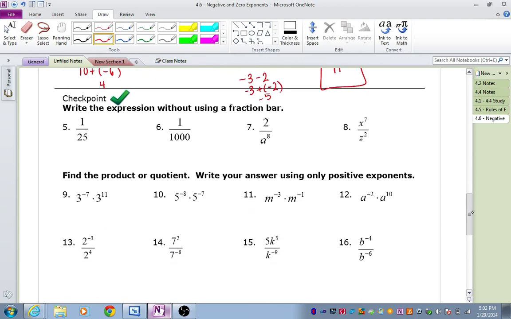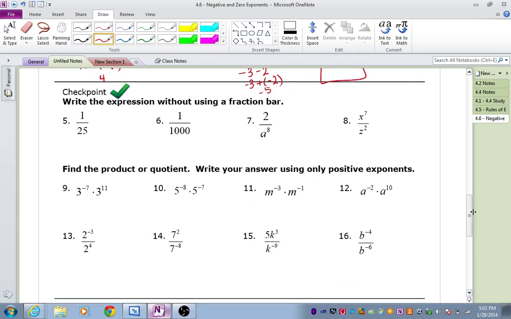Okay, there's a bunch of questions in this checkpoint, but they should go fairly quick. So pause the video, give them a try, and then hit play when you're ready.